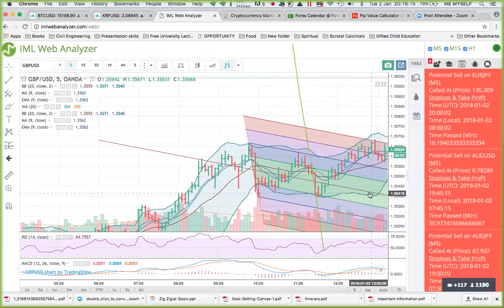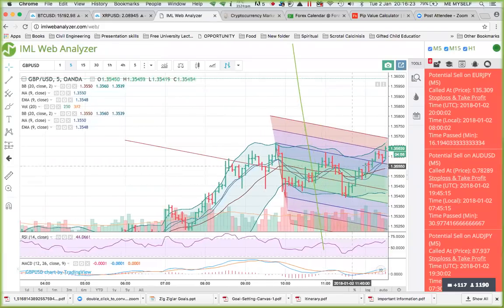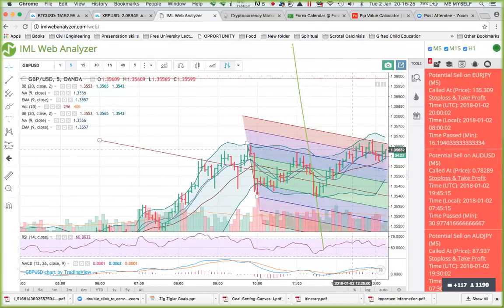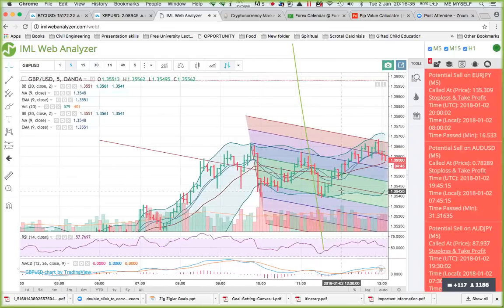However, the web analyzer did call a sell on GBP USD a bit further back, and this pitchfork would have been set. So you would have been able to take this trade, or you would have been able to see that this trade was coming even before the web analyzer said that there was going to be a trade. So the best thing to do is bring up a couple of pairs, set your pitchfork, wait for the call, and then see how the day is flowing.